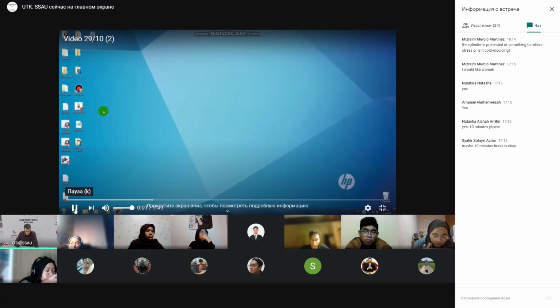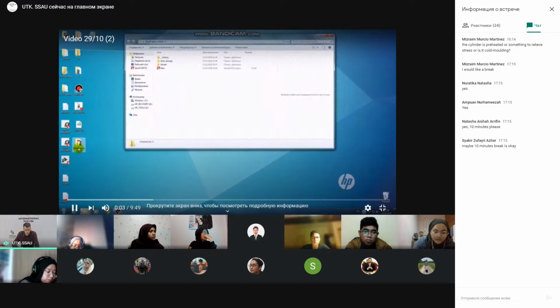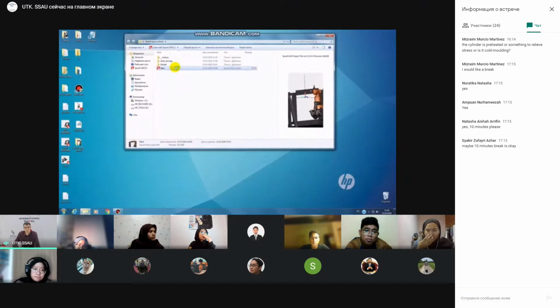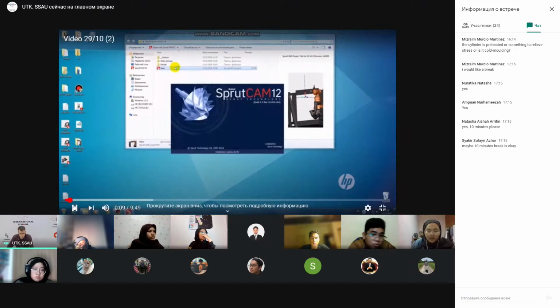We can start. So the first step, you should open a folder. This folder is created specially for you on the desktop, and in this folder, you should open the file with the name new. This file is created specially for you. And by opening this file, you are starting the special software SprutCam. On the screen, you can see the name of this software, SprutCam.